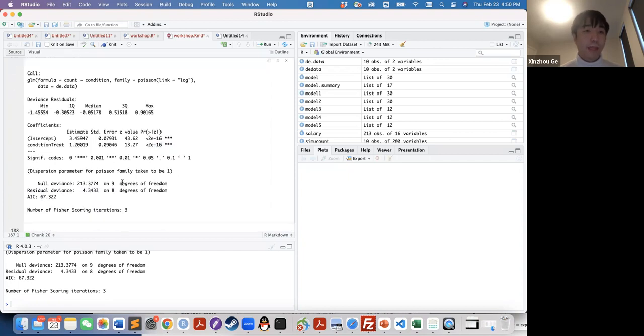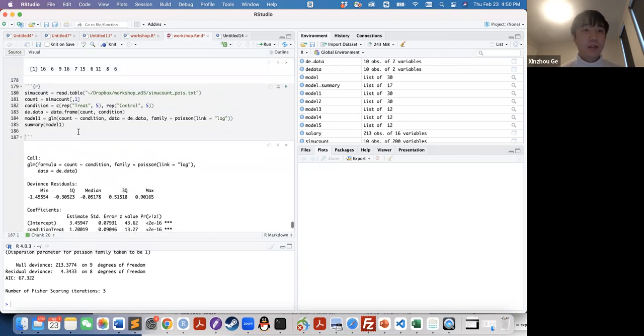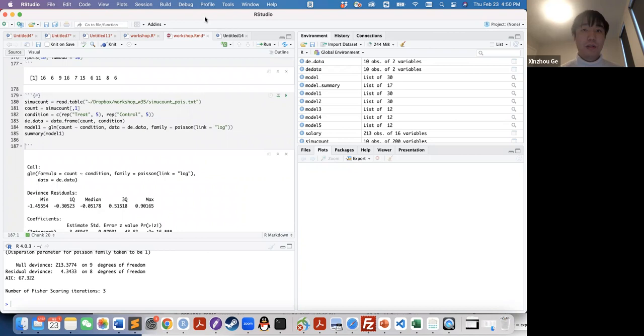Okay, that's the output of the generalized linear model. If you have not finished it, you can also try these commands on the dataset yourself. I will give you several minutes, and you can let me know if you have finished. If you have any questions, you can also let me know. Okay, I see a question.